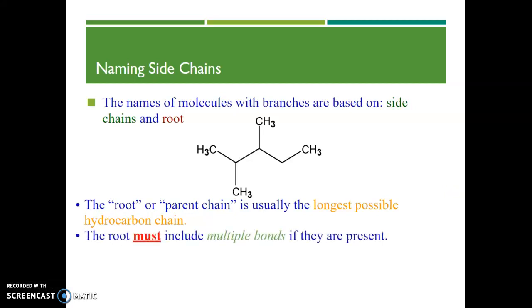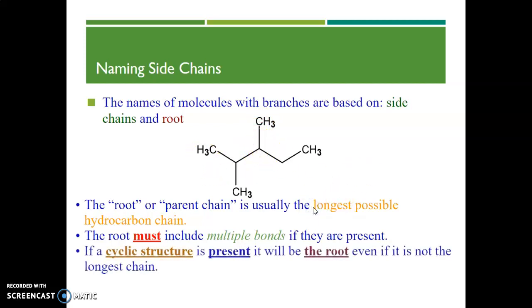The root name must always include a multiple bond, whether it's a double or a triple bond. It must be included as part of the root if it's present. If it's not, then you don't have to worry about it. But let's say there was a double bond here, then this is where I would have to start and go this way or this way to include the longest chain, okay? If you have a cyclic compound, cyclohexane, cyclopentane, or whatever, you must make that the root parent, even if it's not the longest chain, all right? You must make the cyclic portion of the compound the root.